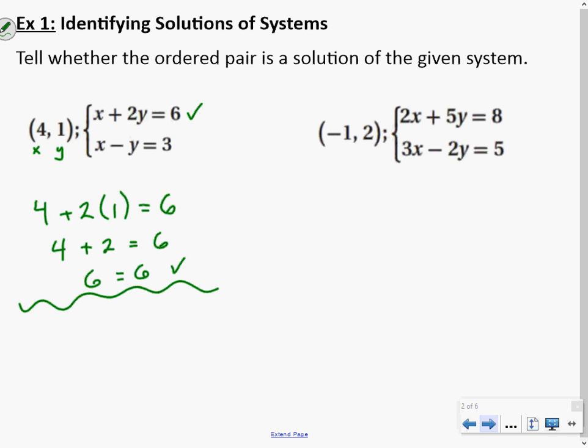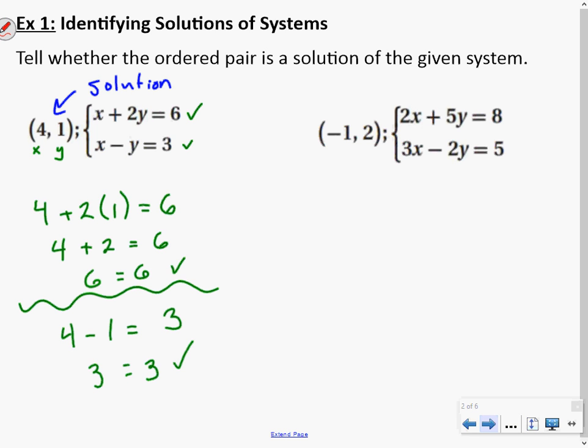So let's plug it in again. We plug in 4 for x. We plug in 1 for y. 4 minus 1 is equal to 3. So again, it makes the bottom equation true. Because it makes both equations true, that is what tells us that the point, the ordered pair 4, 1, is actually a solution to this system. Okay, so you would have to write that out. You would have to say, yes, this point is a solution.